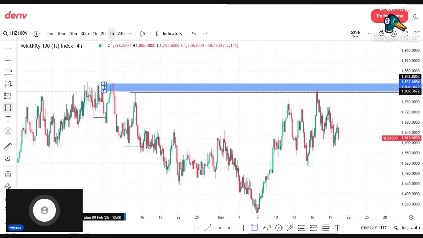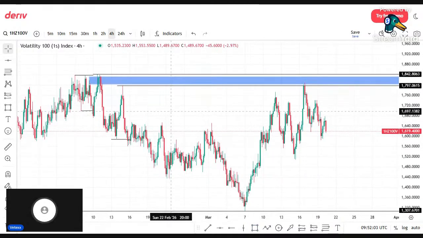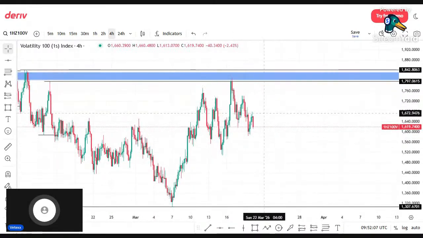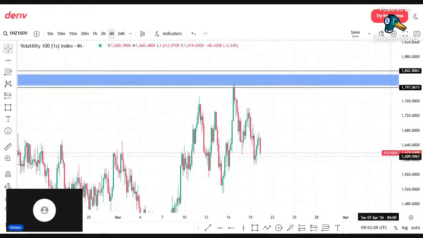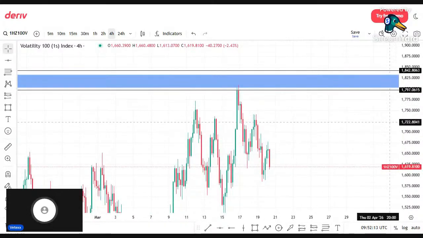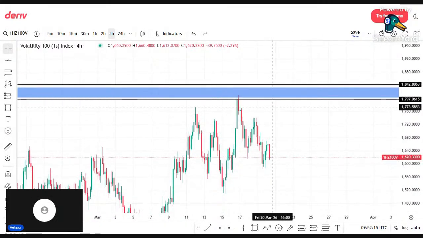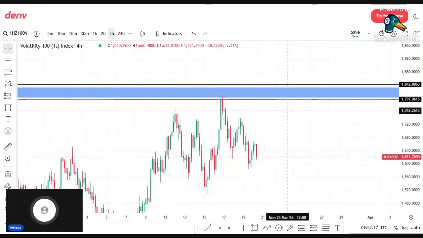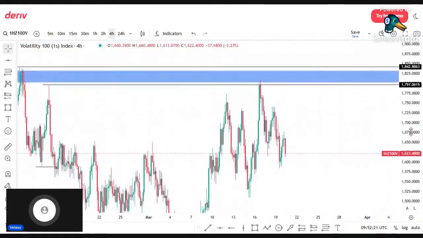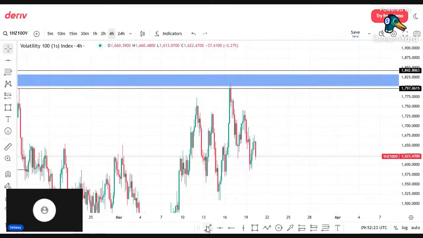Price has taken out the point of interest and is now selling to the downside. So since we don't have a setup on the 4-hour time frame yet, okay, we have a setup here. This is also considered a valid setup, where this is a type 2 setup. So we can still work with this.